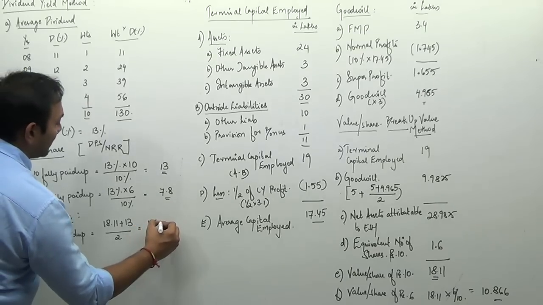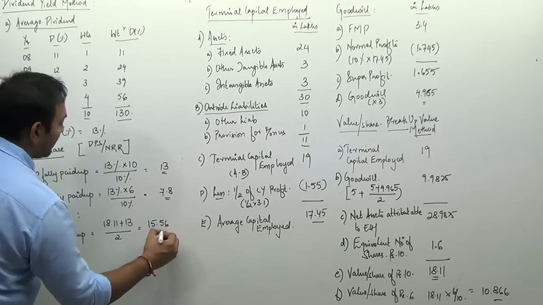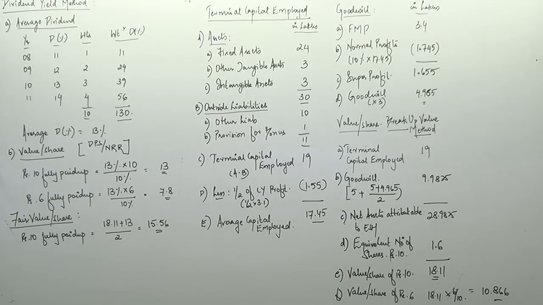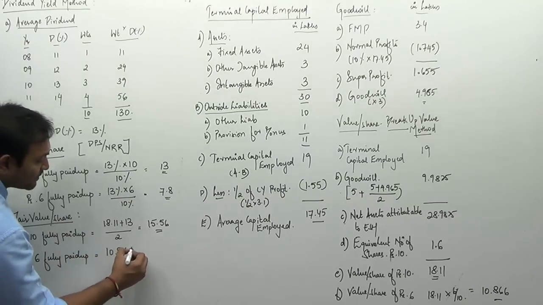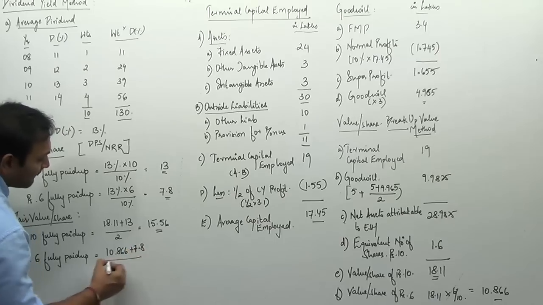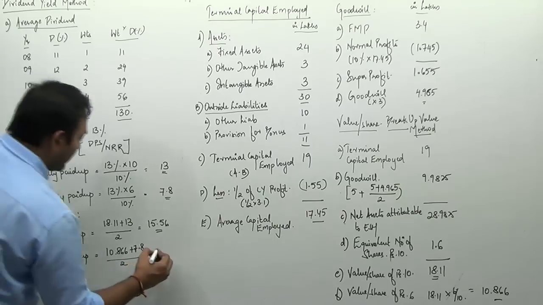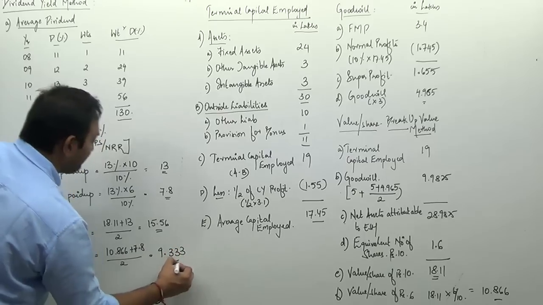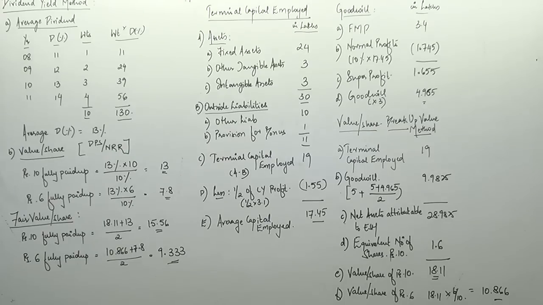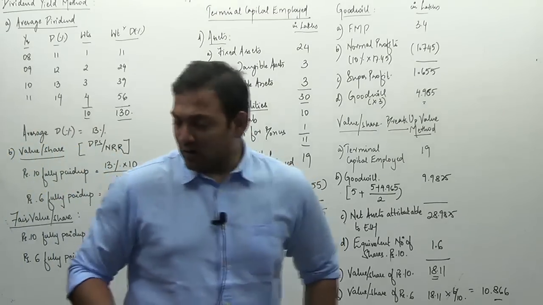I think this is 15.56, 15.5 or something actually. Of rupees 6 fully paid up, 7.8 plus 7.8 divided by 2. It should be 9.333. So you got net assets value, you have dividend yield value, then you found out the fair value. That is what he asked.